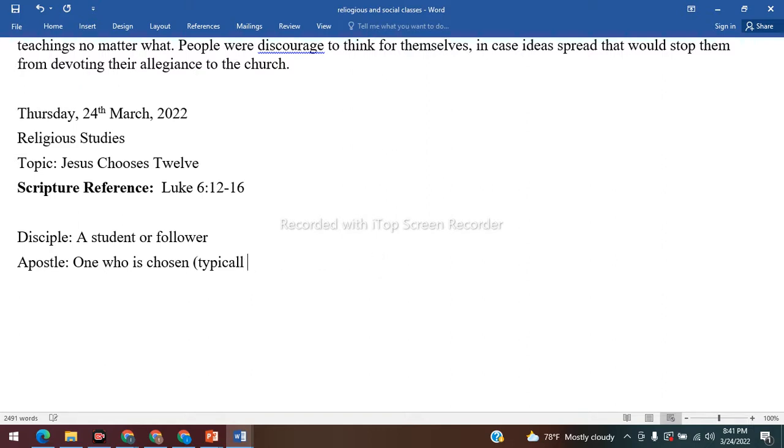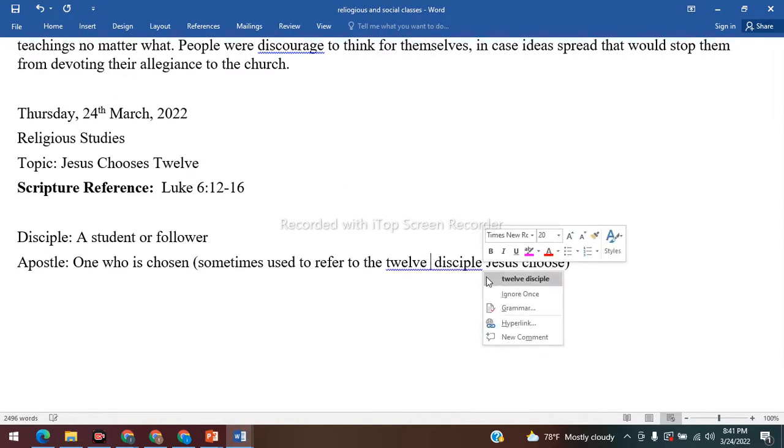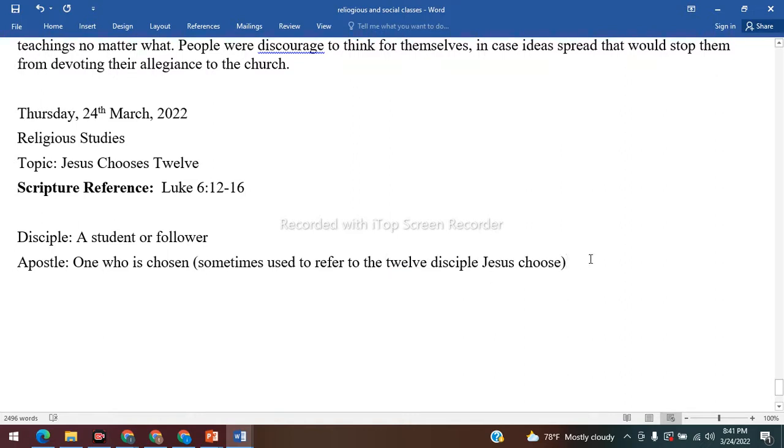I just say sometimes used to refer to the 12 disciples Jesus chose. So over time, the disciples, because they were there long enough and they had more experience, over time they called them apostles.